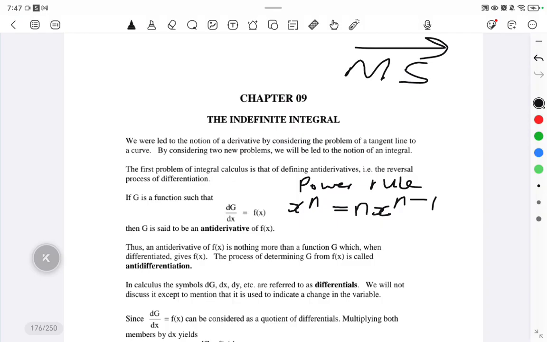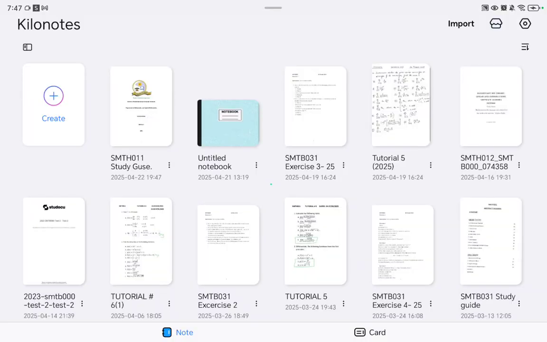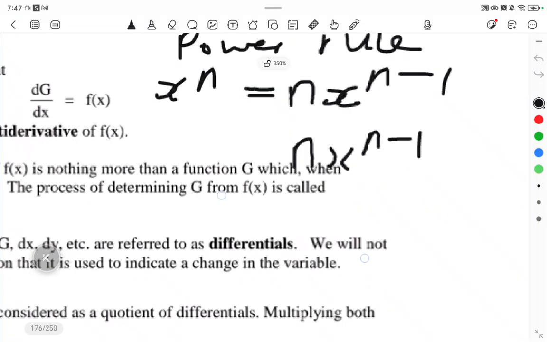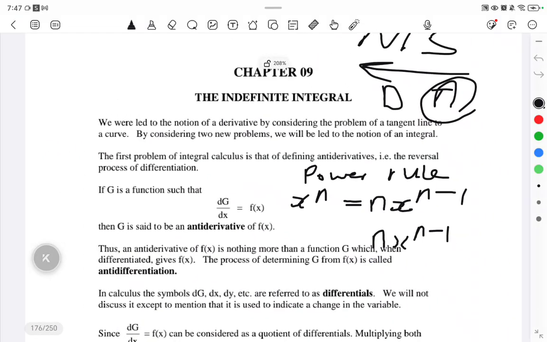Now, when I have to reverse this, I'm going back, but I'm applying the opposite. The opposite of subtraction is addition, and this subtraction was happening on the exponent. The opposite of multiplication is division. So to apply the reverse of the power rule, I must take this n x to the n minus 1, and first I add 1, remembering that before, you were subtracting 1. After adding 1, I divide by that exponent.